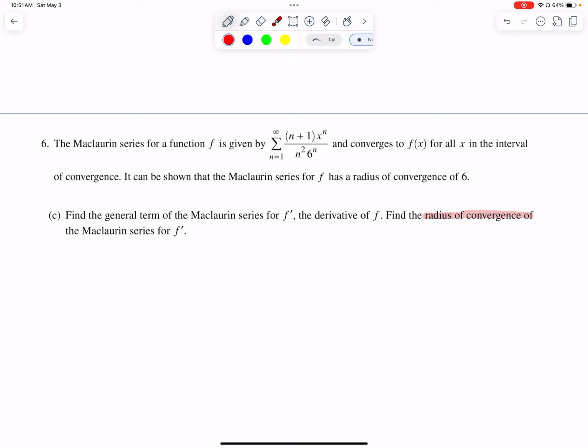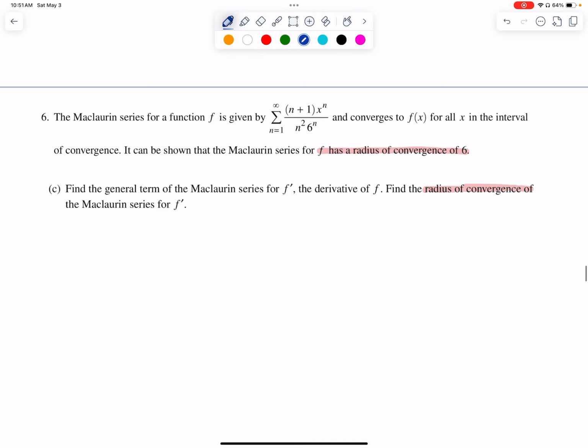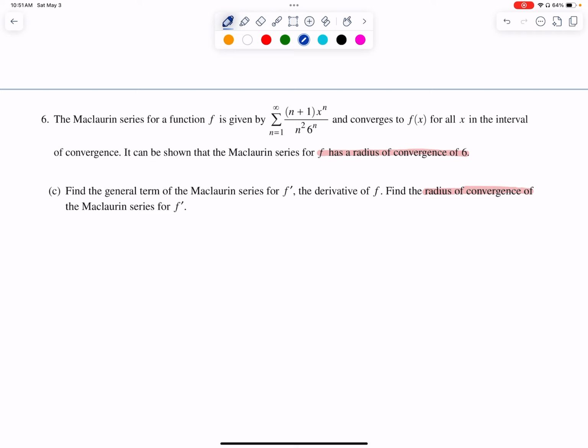The reason why it's free is because f prime has the exact same radius of convergence as f does. The only thing that changes is the interval, because you sometimes lose an endpoint when you're taking the derivative. So sometimes you won't have the exact same interval of convergence, even though the radius stays exactly the same. So if you just point that out, you don't have to do anything else, and bam, that's a free point right there.